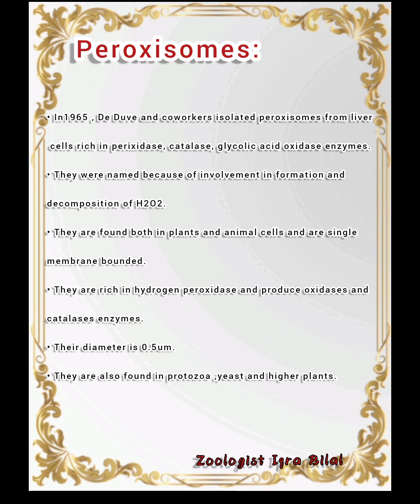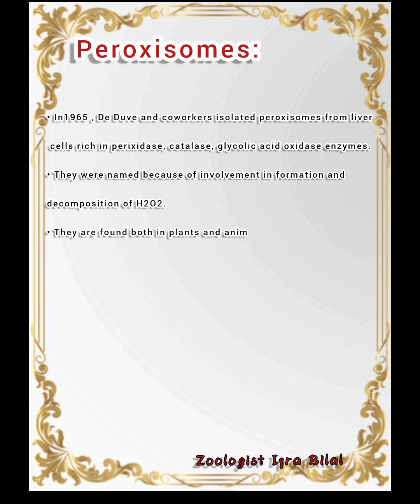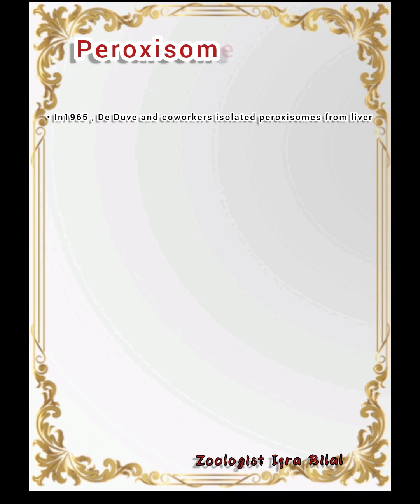Their diameter is 0.5 micrometer. They are also found in protozoa, yeast, and higher plants. This is an important fact about where peroxisomes are found: in protozoa, yeast, and higher plants.